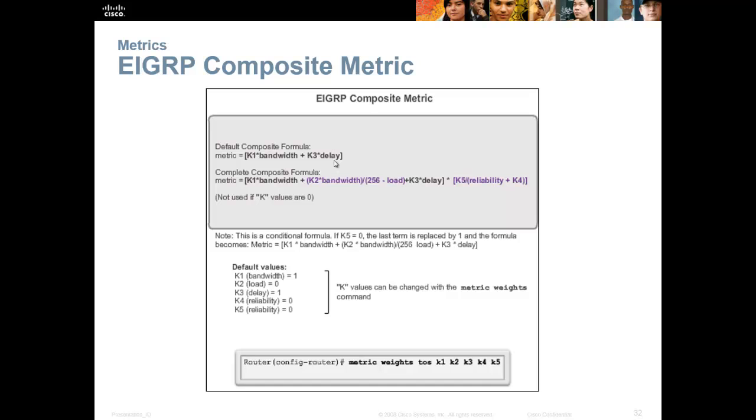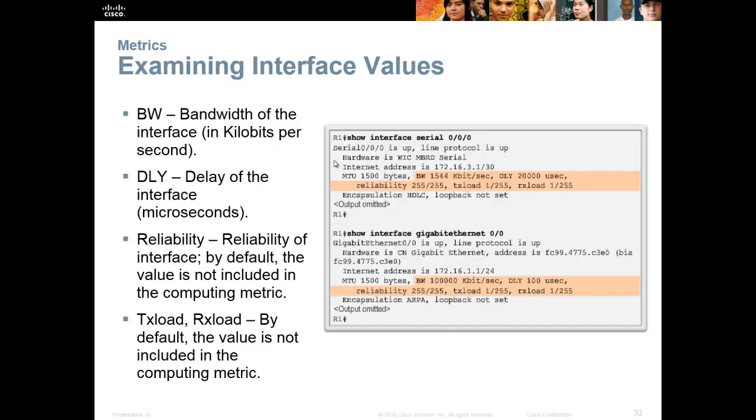So the default formula is K1 times the bandwidth, so 1 times the bandwidth, plus 1 times the delay. Now remember, if I do a show interface, I'll see all these numbers. What's the bandwidth? What's the delay? What's the reliability? What's the load? And then you can figure out what the metric would be. So it's just bandwidth plus delay. If I jump over here, here's a show interface. The bandwidth is 1544, and the delay is 20,000. So in this case, I would take 1544 and add it to 20000, and that would be my default metric.